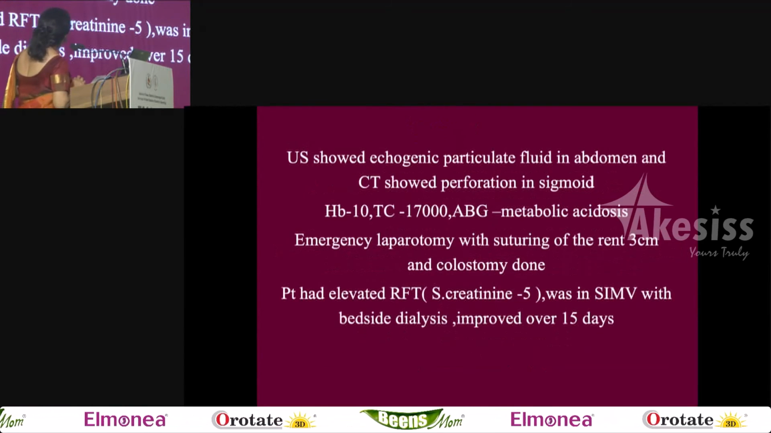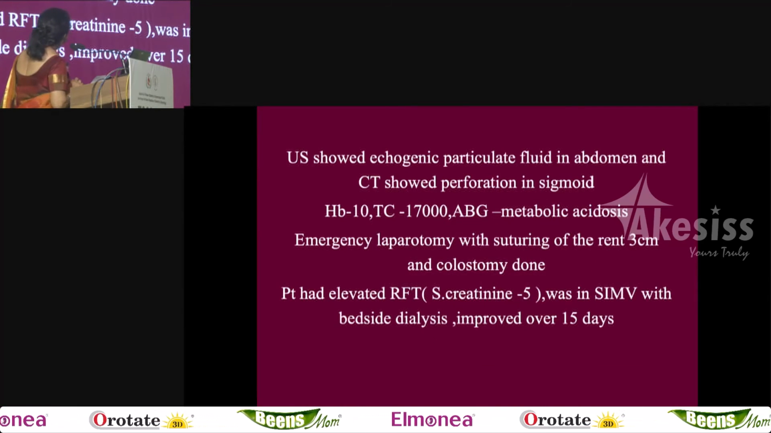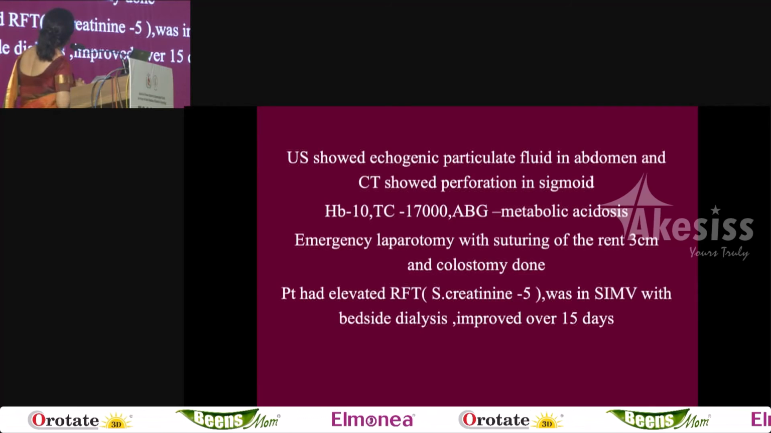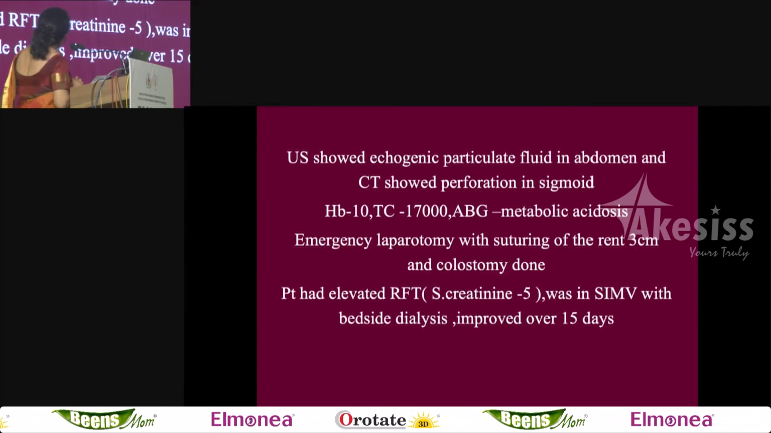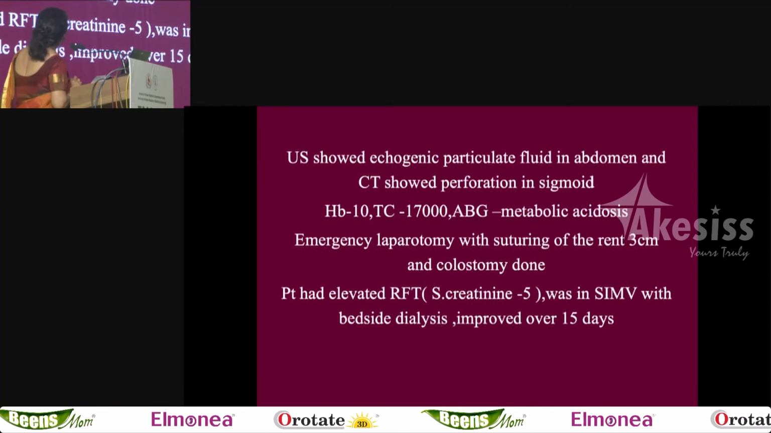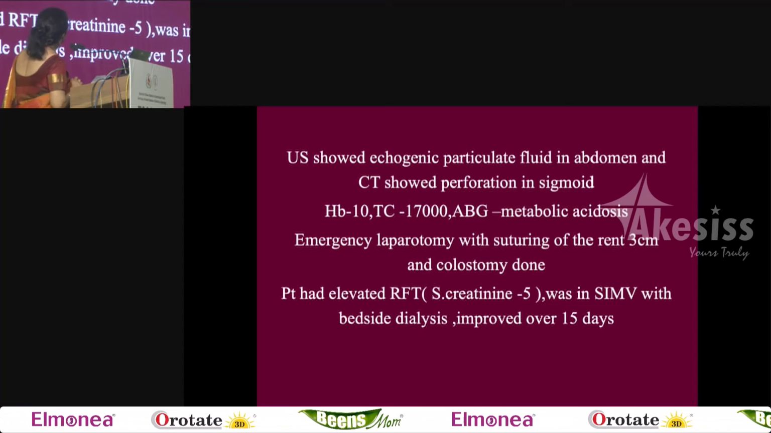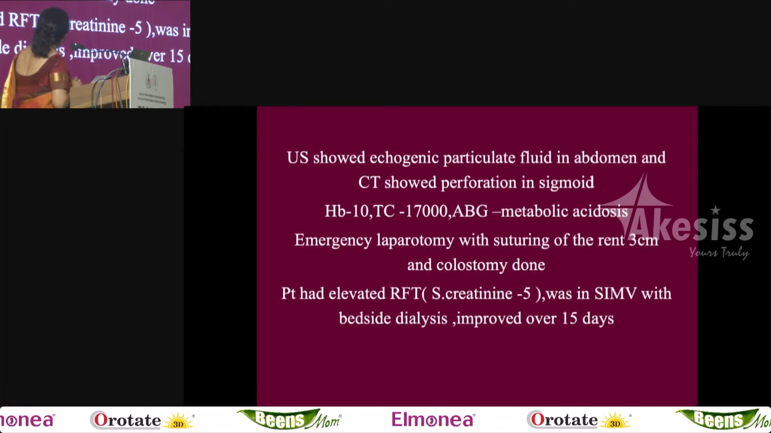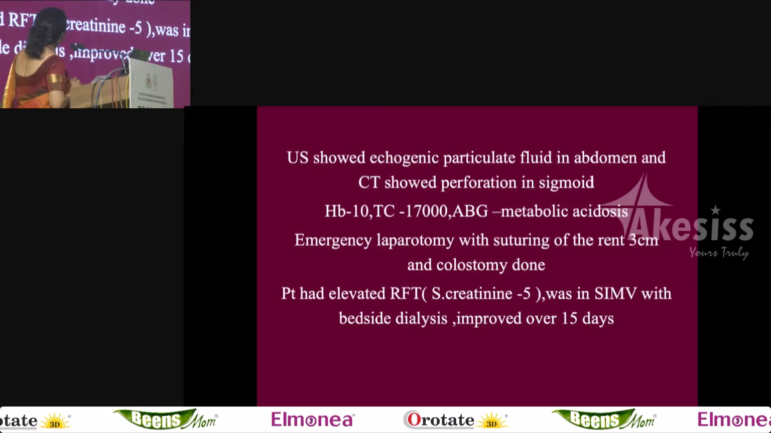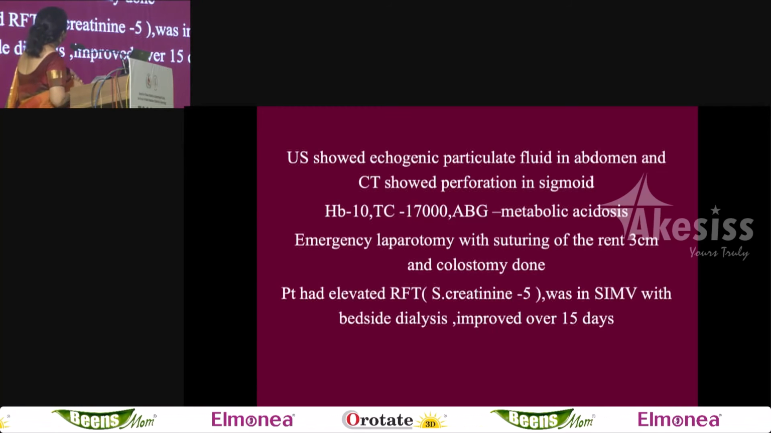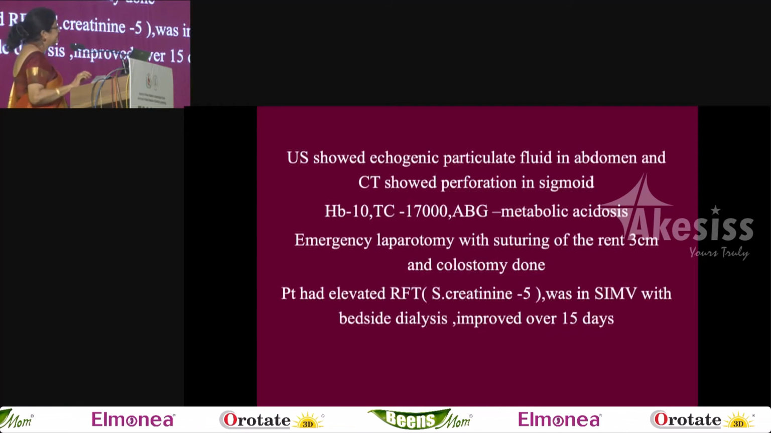Ultrasound showed echogenic particulate fluid in the abdomen. CT showed a perforation in the sigmoid. Hemoglobin was 10, total count 17,000. ABG showed metabolic acidosis. We did an emergency laparotomy as soon as we saw that. It was a rent, it was closed and a colostomy was done. She had elevated RFT, went up to 5, and then I think she was given dialysis, SIMV mode, oxygenation and ventilation, and she improved after 15 days.